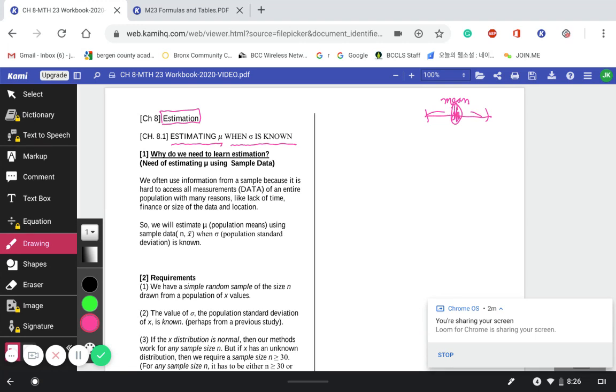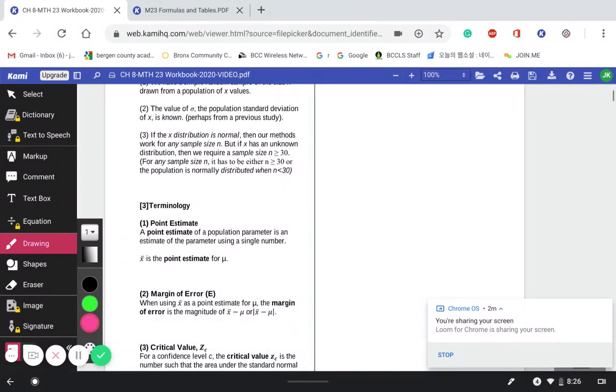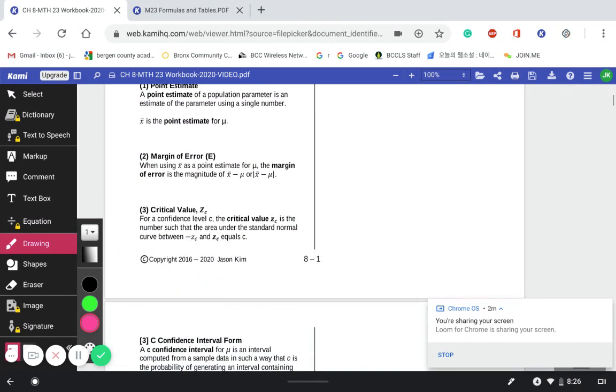So now we know that estimating the mu, the mean value, is very important in many aspects of our life or our decisions. So then, how are we going to find, or how are we going to predict, the mean value? That's what we try to learn from this chapter.